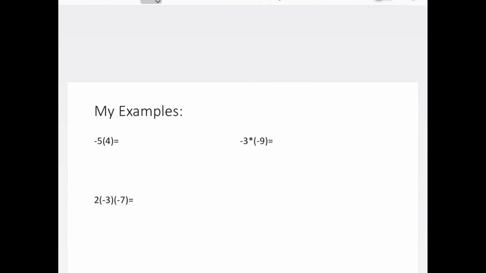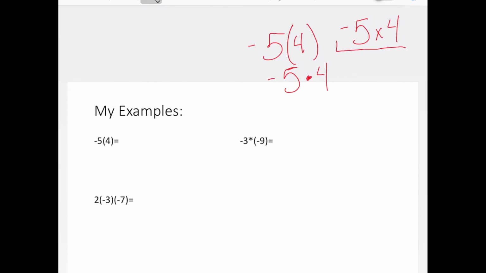Let's try a couple together. So go ahead and write down this first example, -5 times 4. This might be new notation to you, but when we have a number right outside of a parentheses like this, that's really saying -5 times 4 or -5 times 4 like this.